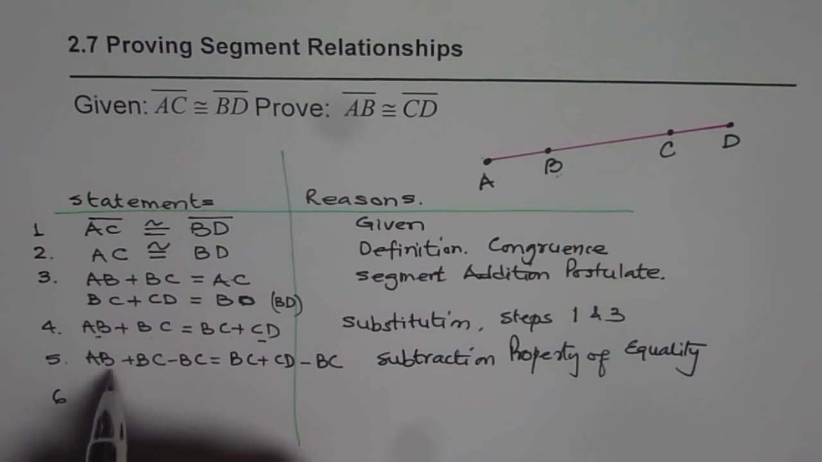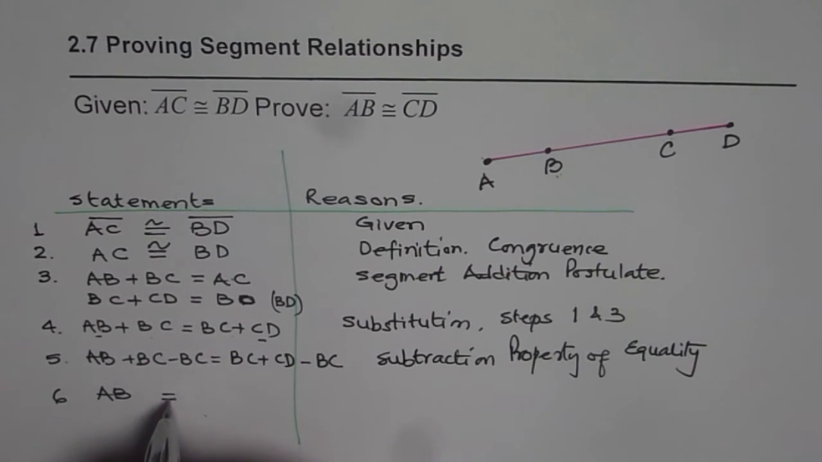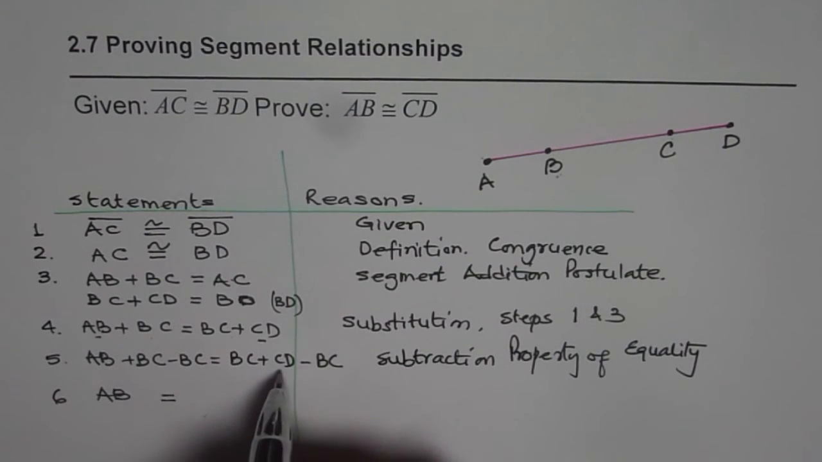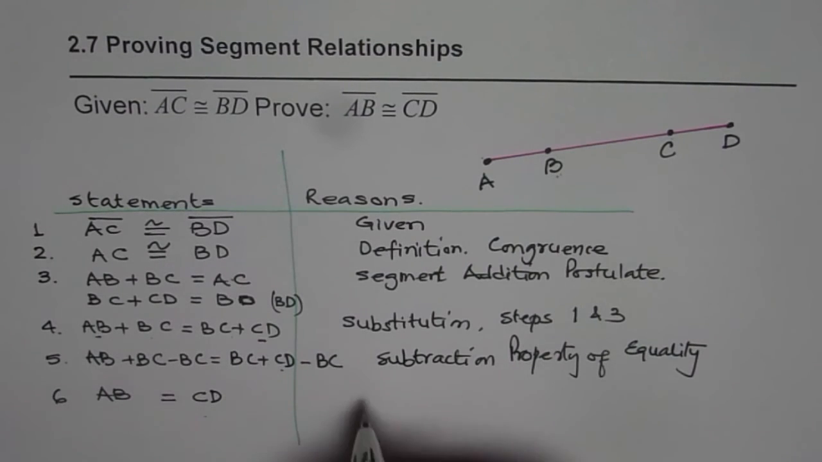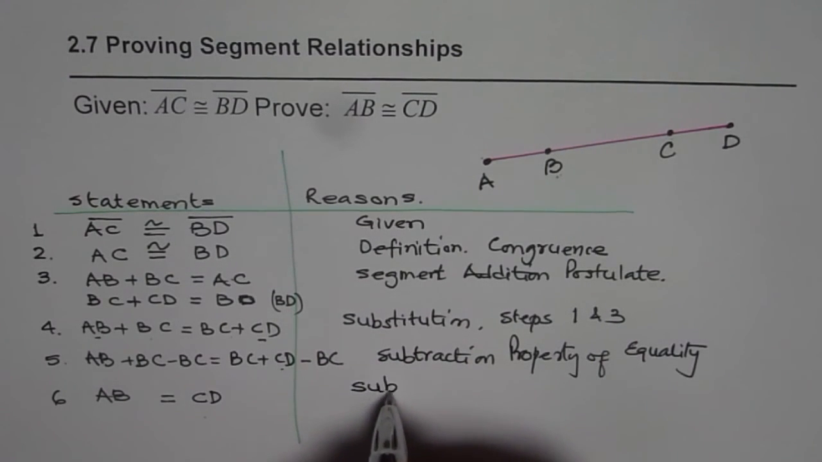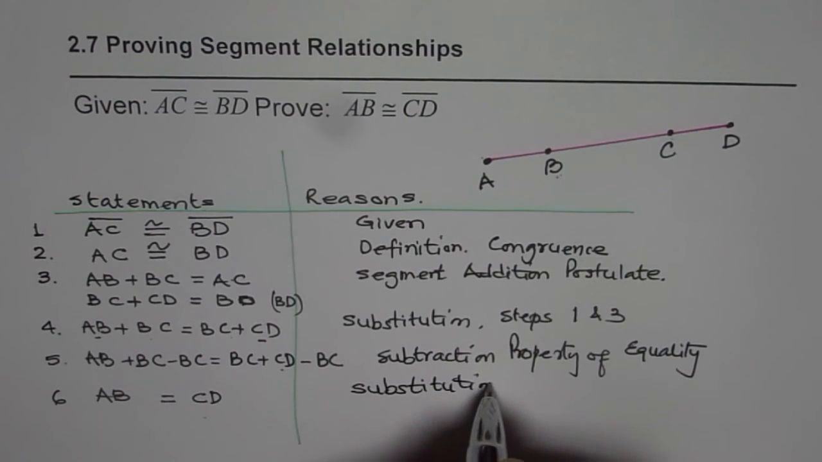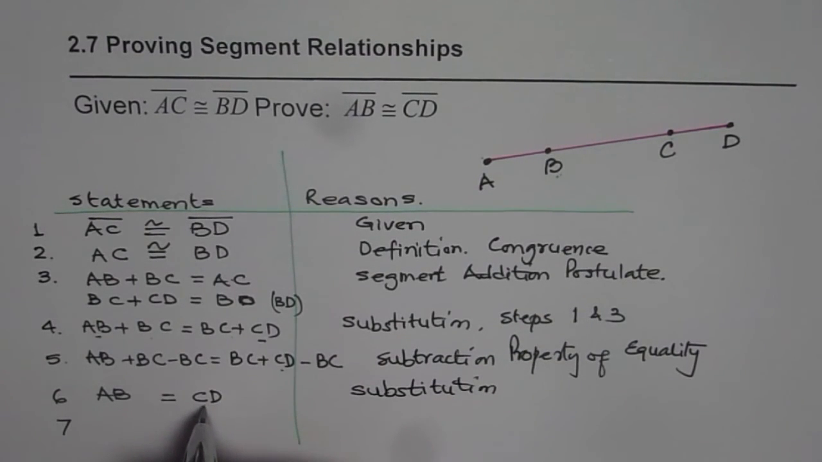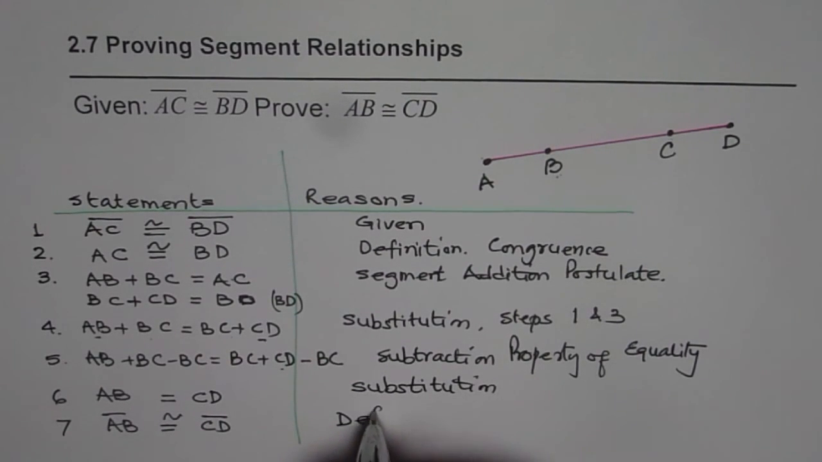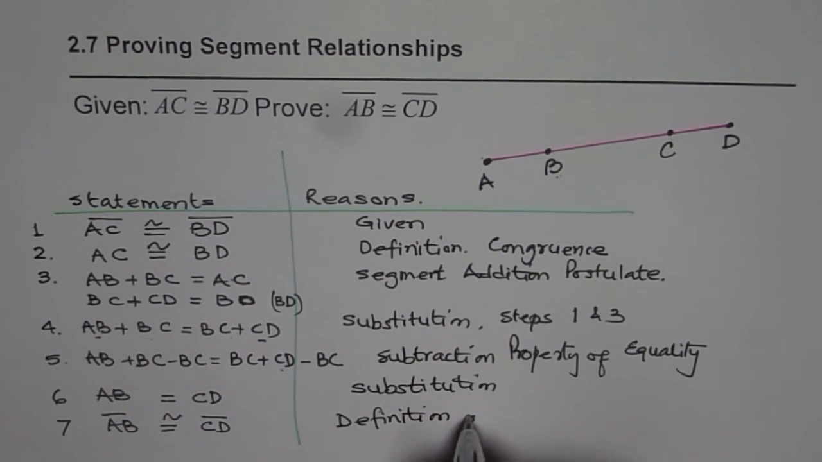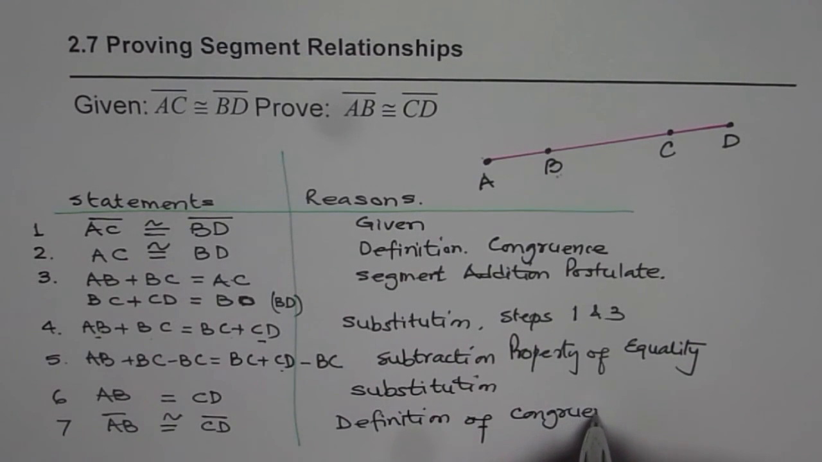Now BC minus BC is 0, so we can write AB is equal to CD. So we are writing an equivalent statement. Whenever we do so, we should write substitution as our reason. Okay, so it's from substitution. And now if the measurement of these segments AB is equal to CD, then the segments themselves are congruent. You get it? If the measurement is the same, then the segments are congruent. And that is what we get from the definition of congruence. Hence we have proved that AB is congruent to CD.